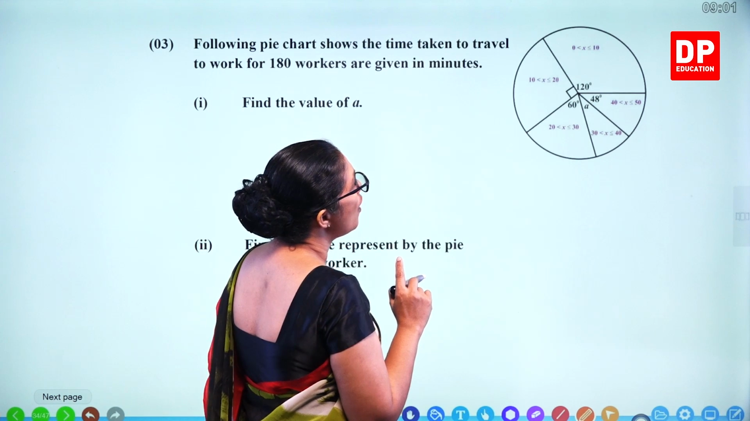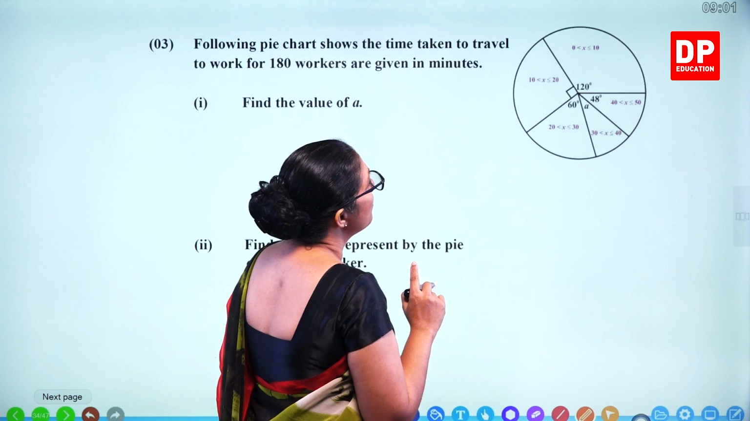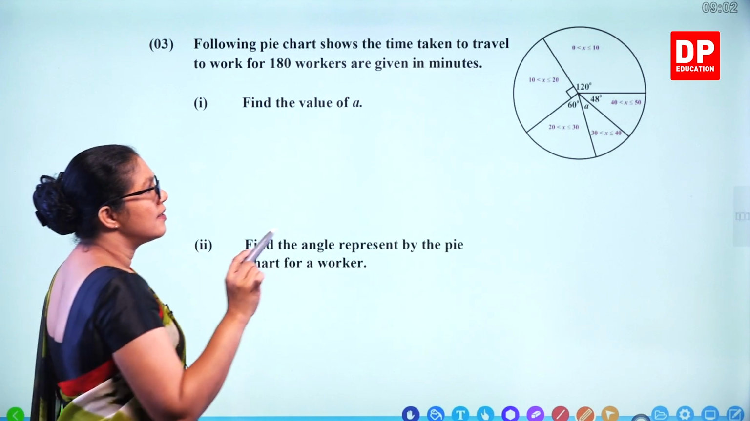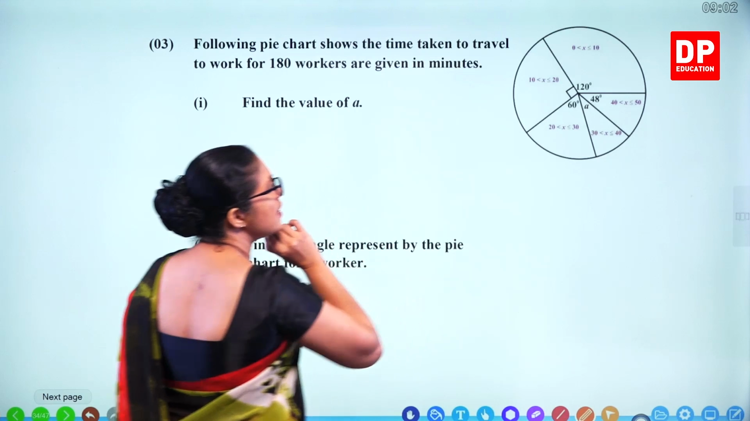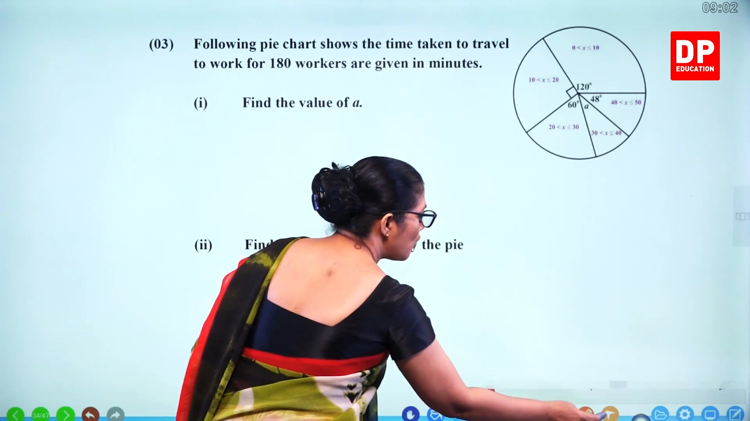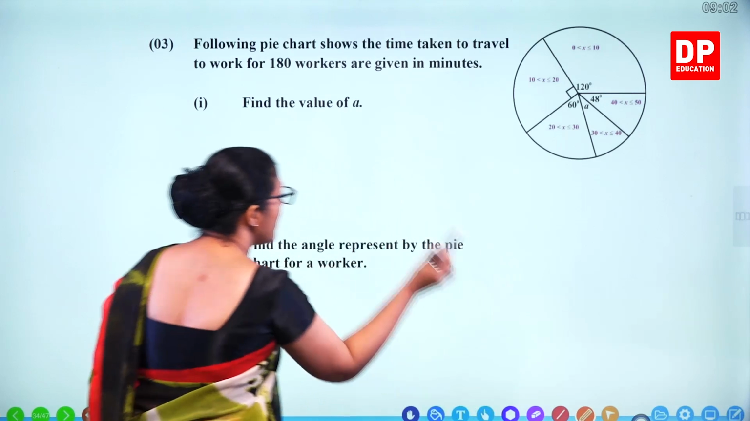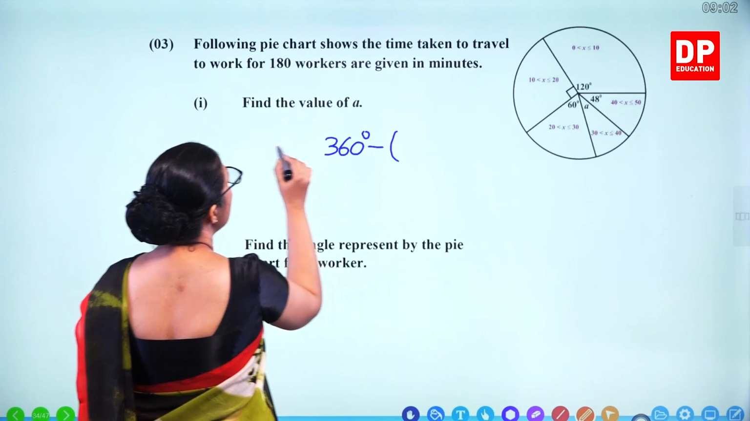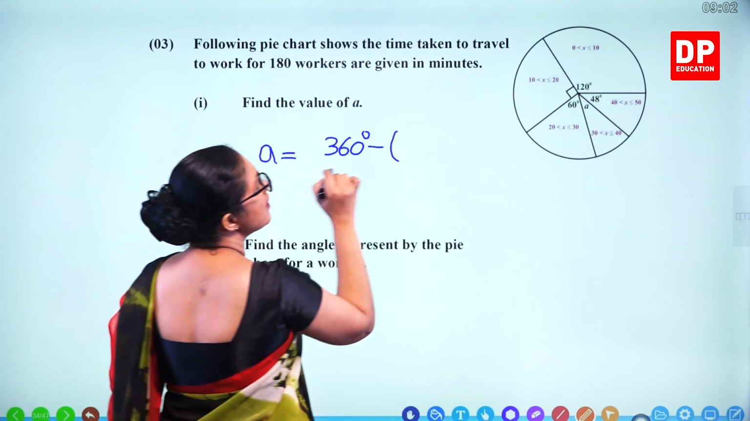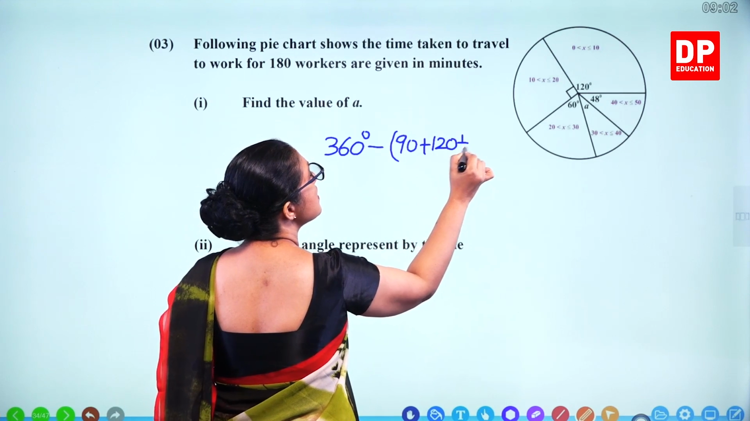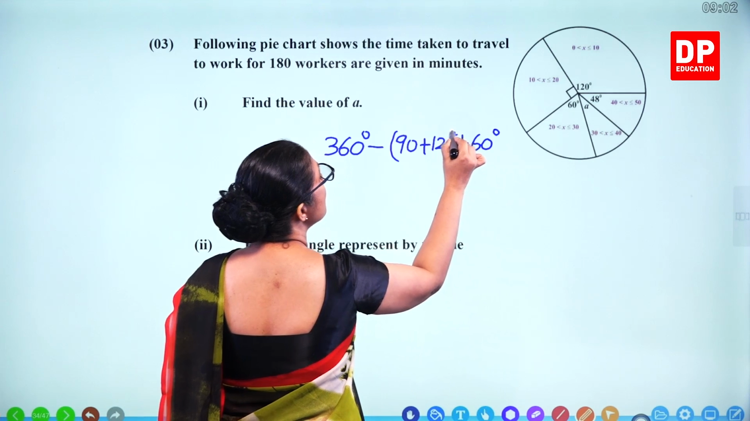How can we find out A? We know the sum of angles around a point is 360. So we can easily find the value of A. 360 minus all these values given: 90, 120, 60 and 48.